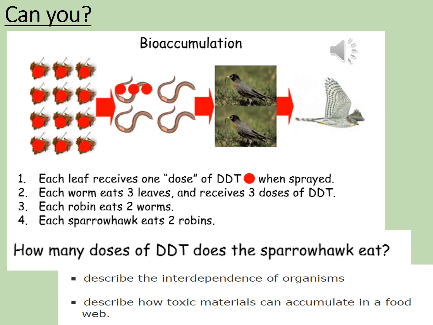So if each leaf in this diagram receives 1 dose of DDT, which is an insecticide, and it's been sprayed on by farmers, if the worms eat 3 leaves, they receive 3 doses. If the robin then eats 2 worms and a sparrowhawk then eats 2 robins, how many doses of DDT does the sparrowhawk eat? Remember to think about what's happening to the number as it goes through the food chain. This will help you to understand interdependence in organisms and how toxic materials can accumulate.